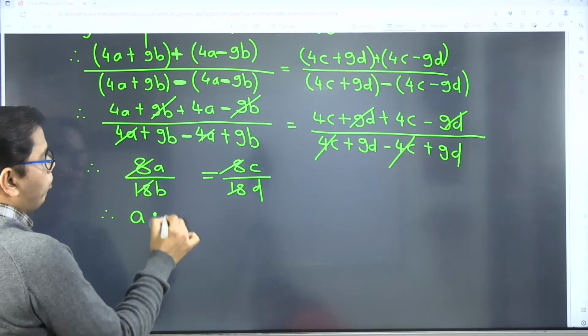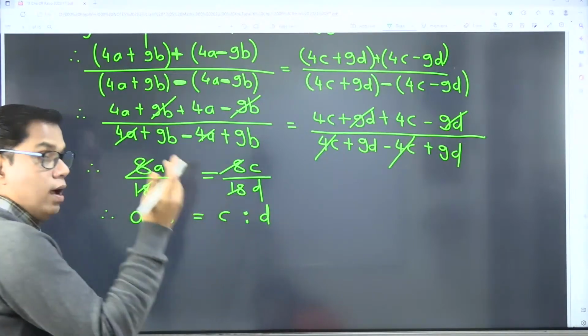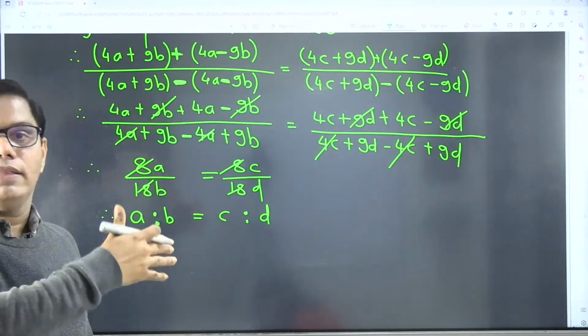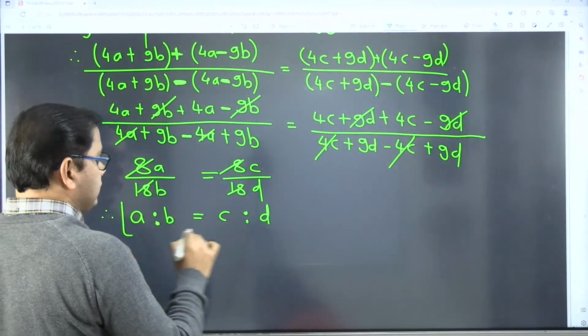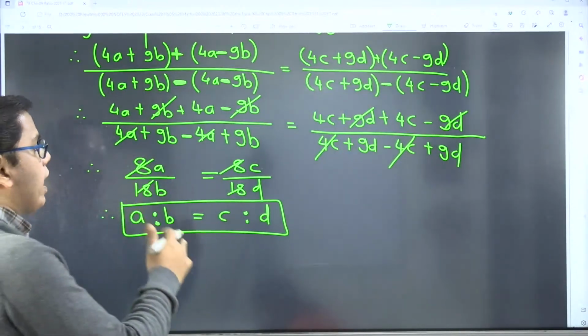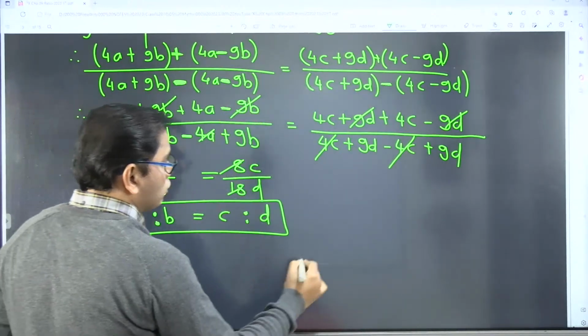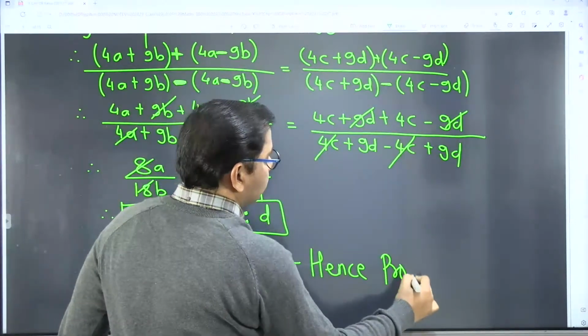And this is what I have to prove: a is to b is equal to c is to d. Yes, this is what I want. I have got what I deserve, what I want to determine, what I want to find. This is a proof, so I'll give my autograph at the end, which is: hence proved.